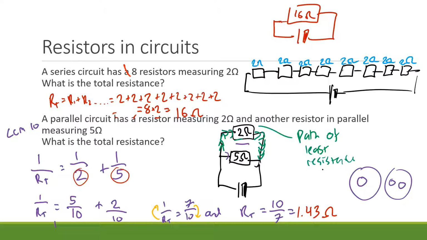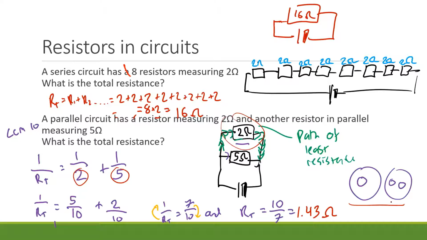Now that might be a bit surprising to you, because the smallest resistor in here is 2 ohms. The total resistance is actually smaller than each of the individual resistors. And that's because it's actually easier for the electricity to move through, because there are two paths. Even though both paths are harder, overall the electrons find the paths easier than just going through one of them on their own. So that's why it's 1.43.